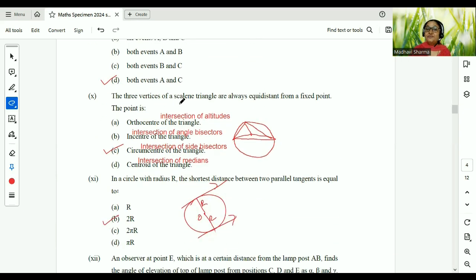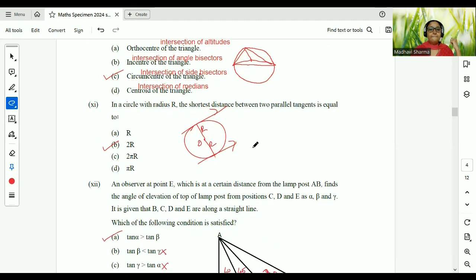The three vertices of a scalene triangle are equidistant from a fixed point. The point is definitely the circumcenter of the triangle. The reason? Orthocenter is the intersection of altitudes. Incenter is the intersection of the angle bisectors. Circumcenter is what we did, intersection of perpendicular bisectors of sides, equidistant from the vertices. Centroid is the intersection of the medians. All right, let's go ahead.